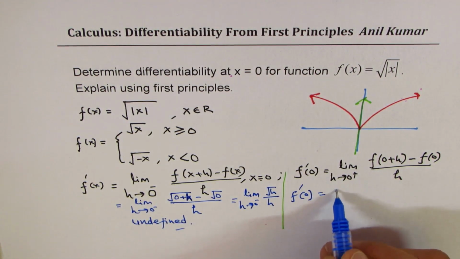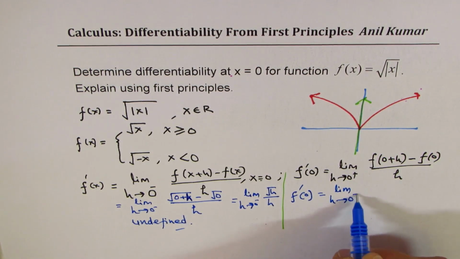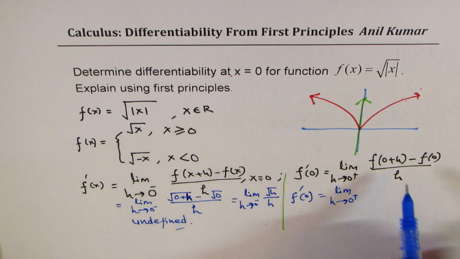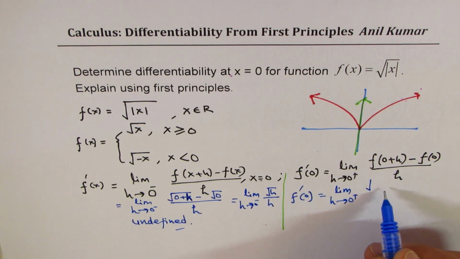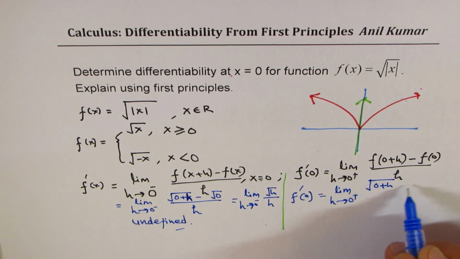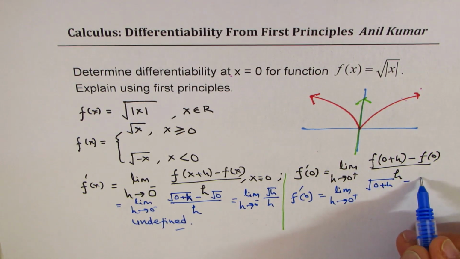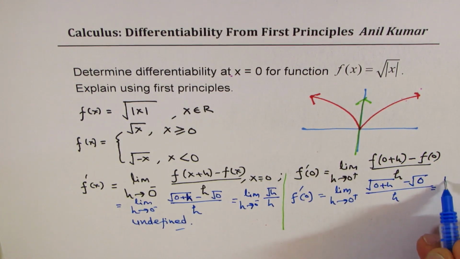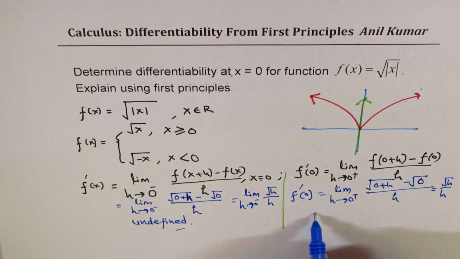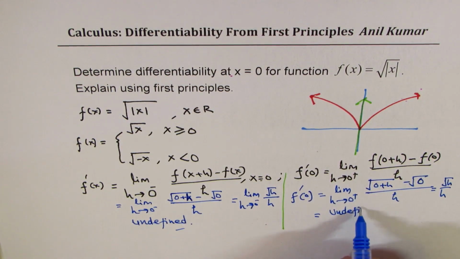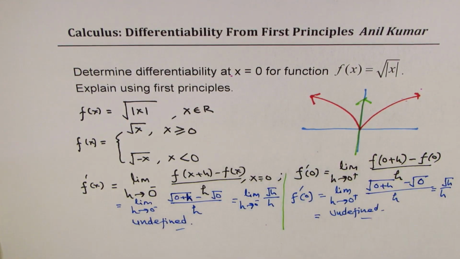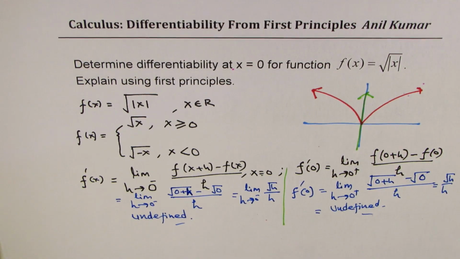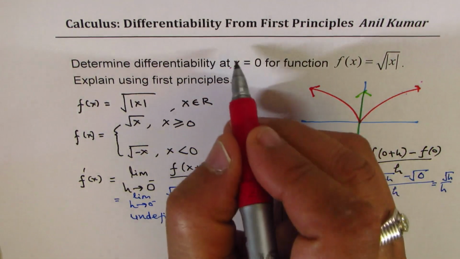So what we get here is limit h approaches 0 from the positive side, the function square root of x now. So we'll have square root of 0 plus h minus 0, right, over h. So this also gives you square root of h over h, which is also undefined. So in this particular case, since it is undefined, we conclude that the function is not differentiable, right? So we conclude that it is not differentiable.